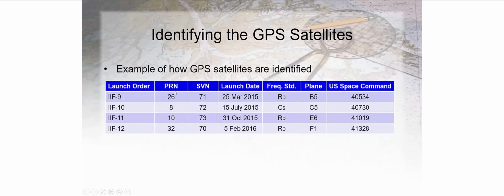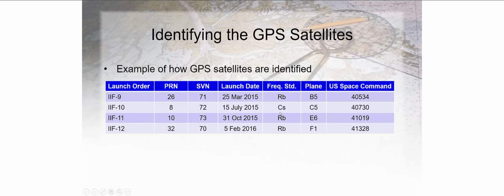Here's an example of how the satellites are launched, and these are some of the more recent ones at the time of this presentation. There's the Block 2Fs, Block number 9 through number 12, the launch order of them. The last one has just been launched, so the next launch will be the Block 3s. But you see their PRN numbers, this is how we identify them, and I'll explain what that means a little bit later: 26, 8, 10, and 32. The satellite vehicle numbers you can see are 71, 72, 73, and 70.